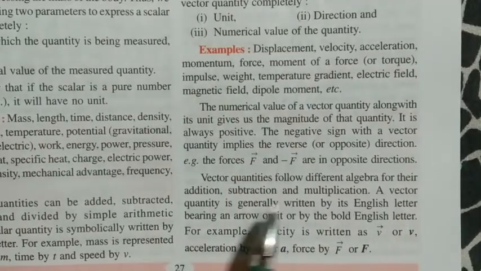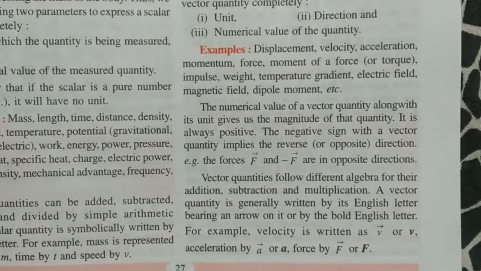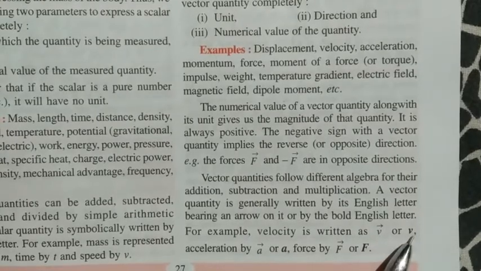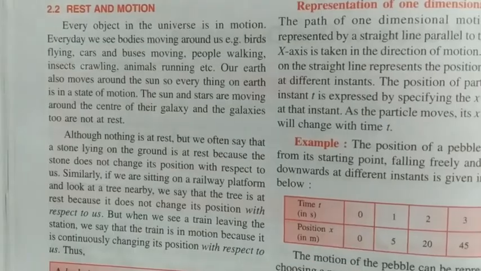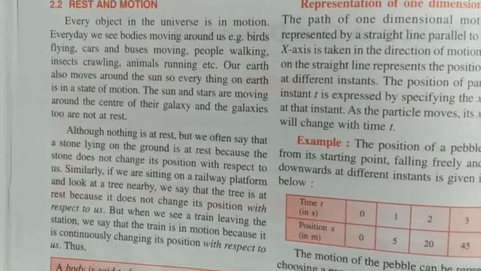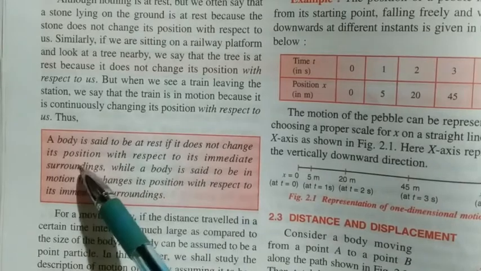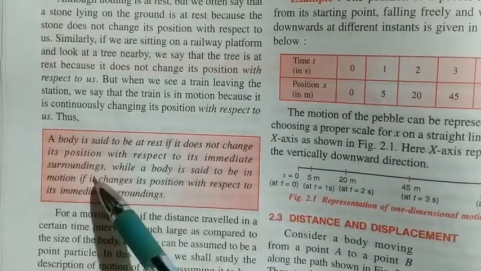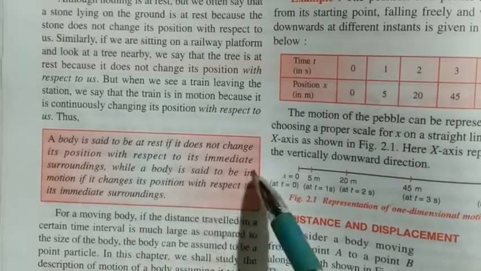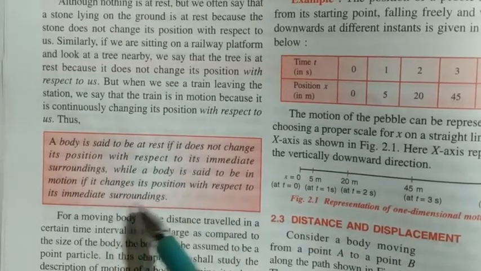A vector quantity is generally written by its English letter bearing an arrow on it, or by the bold English letter, like this, an arrow, or in the bold letters. State of a body, rest and motion. A body is said to be at rest if it does not change its position with respect to its immediate surroundings, while a body is said to be in motion if it changes its position with respect to its immediate surroundings.